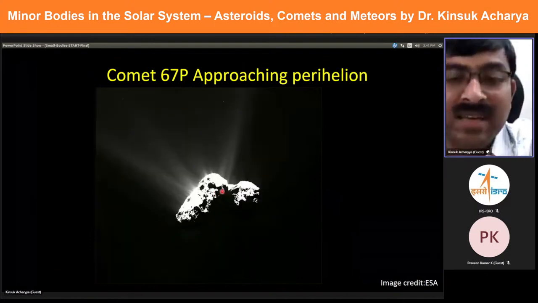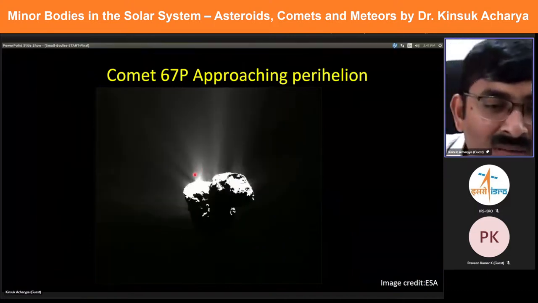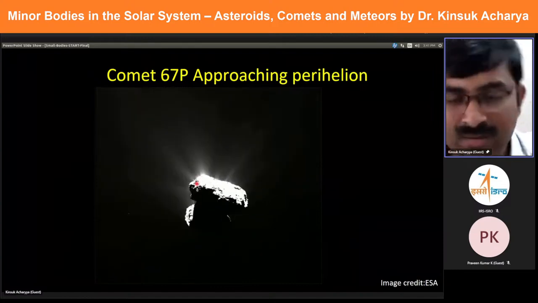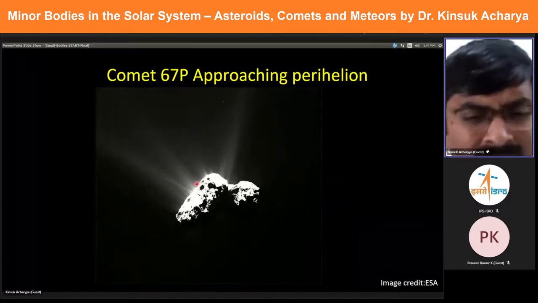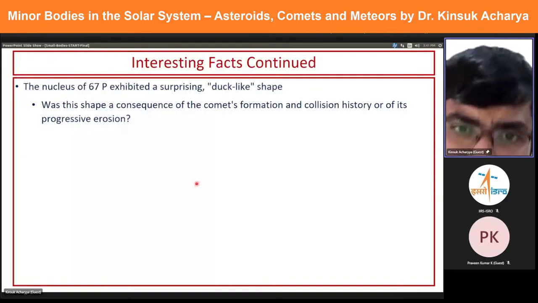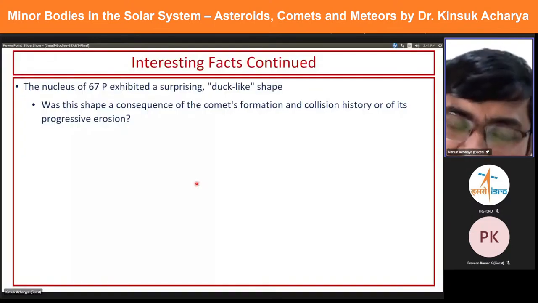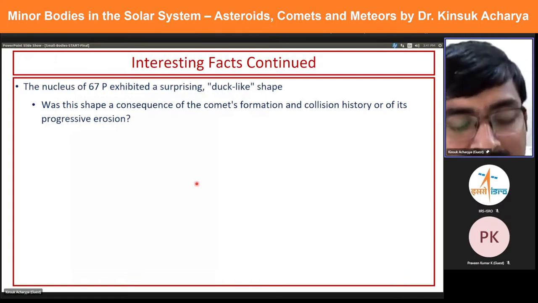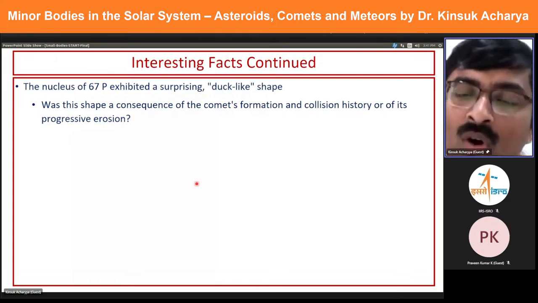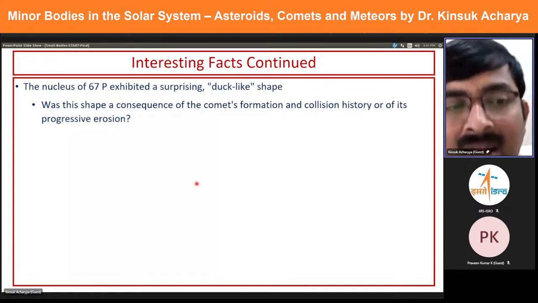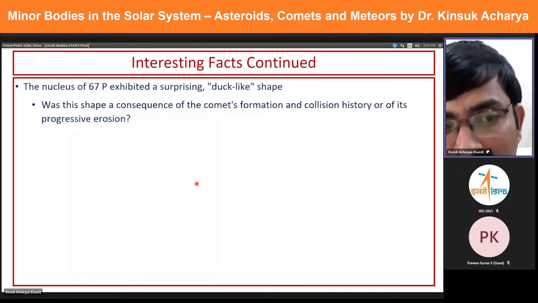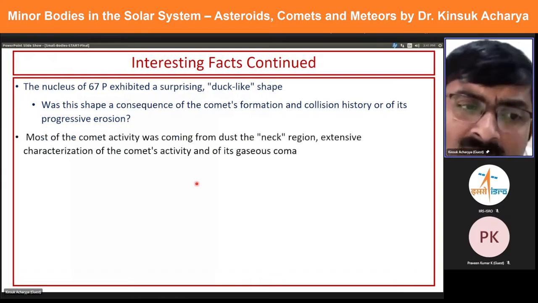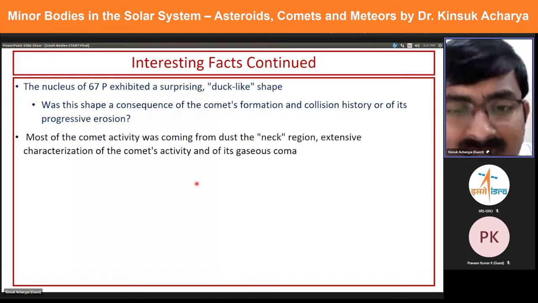You can see that when it is approaching perihelion, this atmosphere is formed. But when it is far away, you don't see much of this activity. And not only that, its shape was found to be very peculiar, a duck-like shape. So probably in its formation history, two objects collided and formed this object. And not only that, it is also found that most of the activity is coming from this neck region.